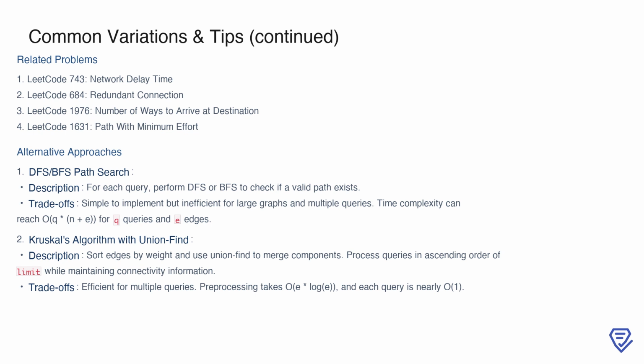As for alternative approaches, one option is using DFS or BFS to search for paths that satisfy the query conditions. This is straightforward to implement but becomes inefficient for large graphs or multiple queries, with a time complexity scaling poorly to O(Q * (n + E)). A more efficient alternative is Kruskal's algorithm combined with union find. By sorting edges by weight and processing queries in ascending order of their limits, you can maintain connectivity information dynamically. This method is highly efficient, with pre-processing taking O(E log E) and each query being nearly constant time.